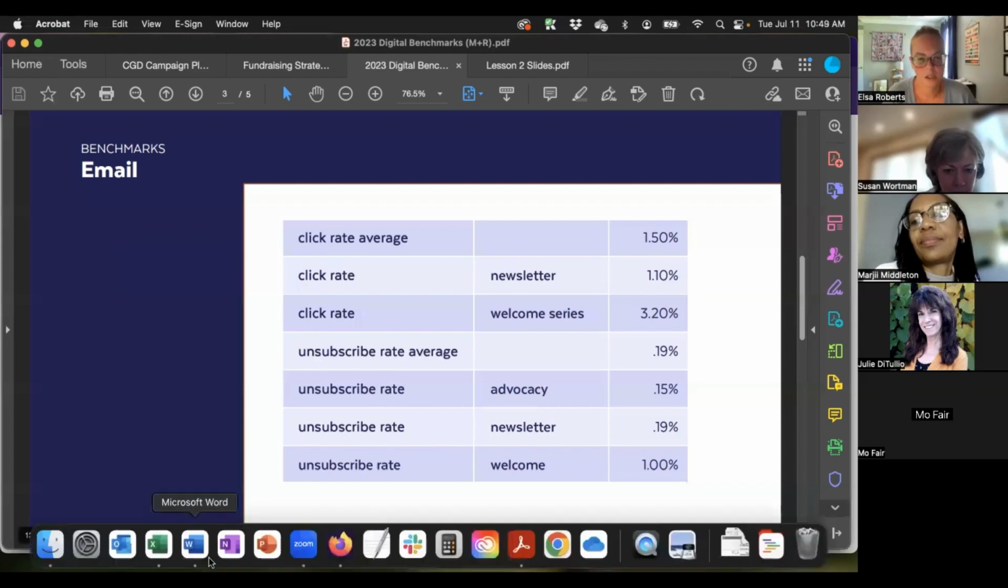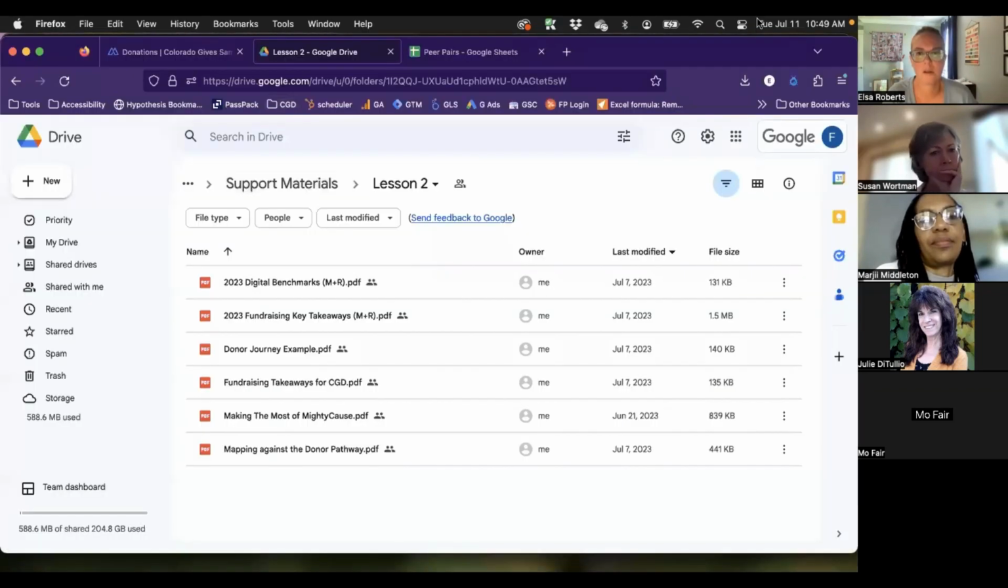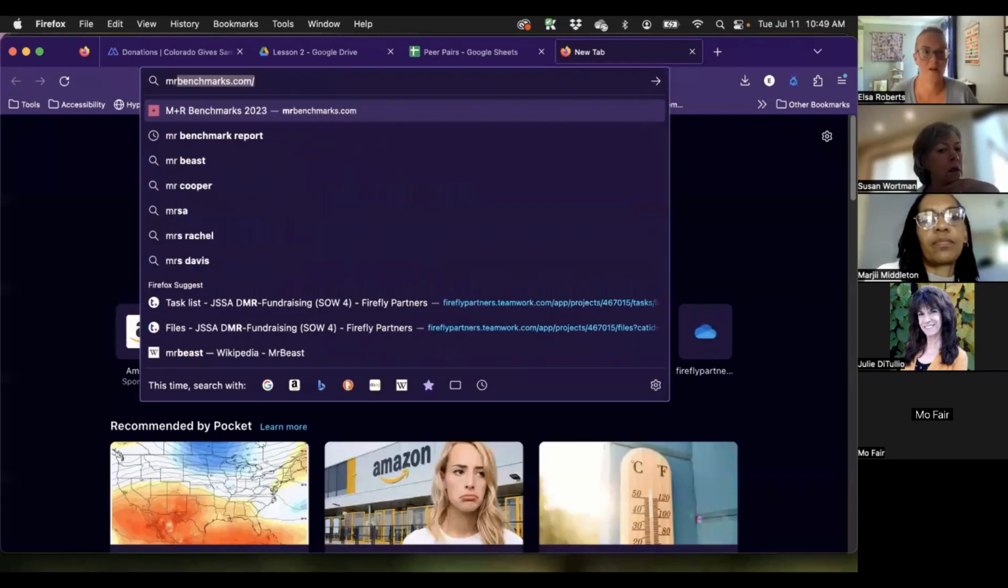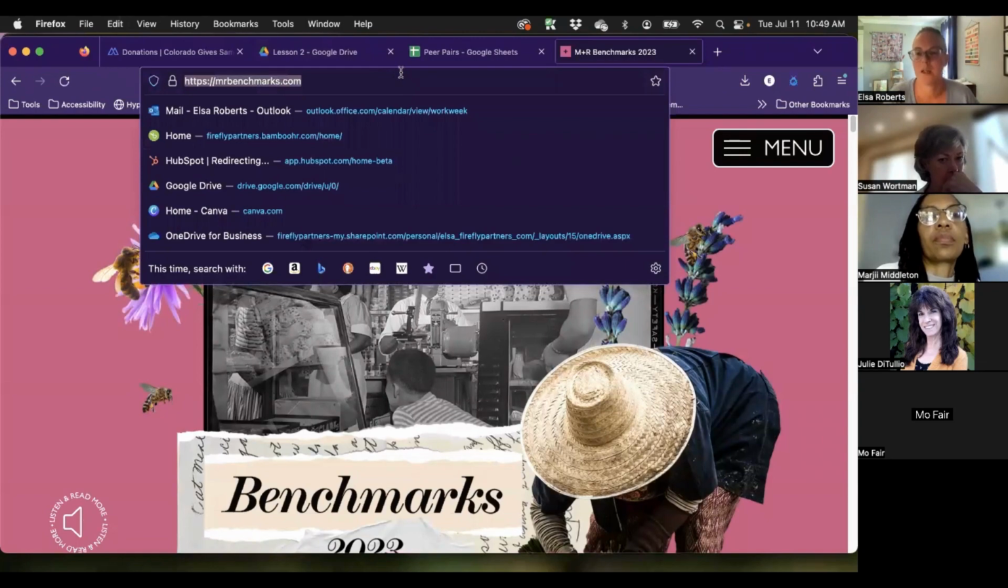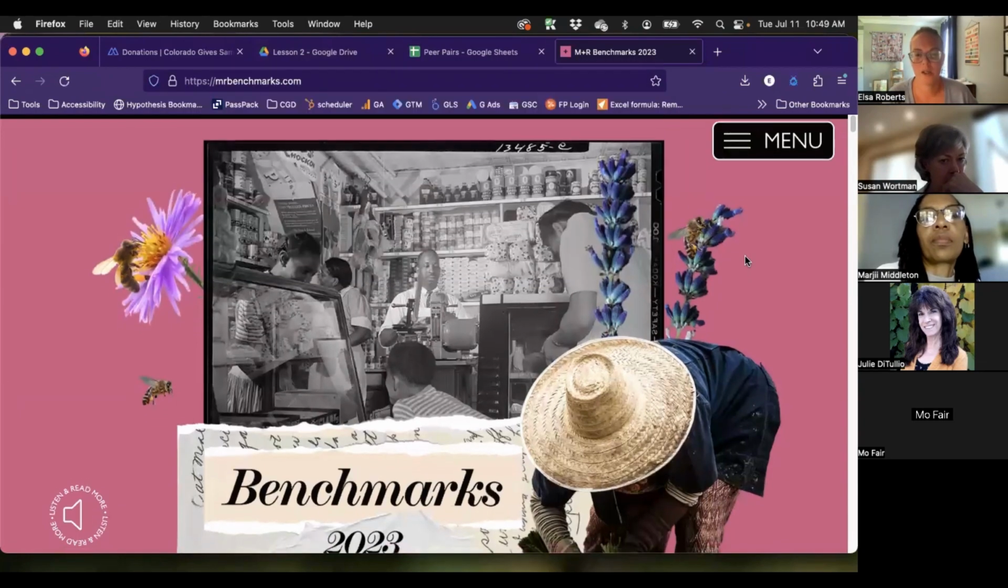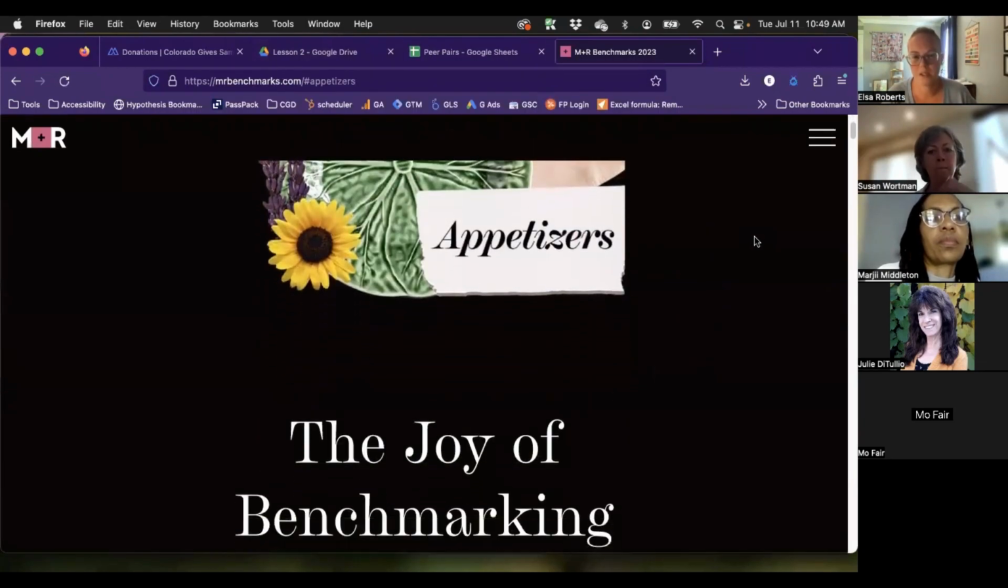And let me just go back to, oh, if it's in the resources, I can find it. There's the digital benchmarks and then fundraising takeaways, you'll see in parentheses it says M&R, and that's because it's pulled from the M&R report. But I'm going to give you the link to the full report so that if you want to take a look at it later on, you can. I recommend it. It's a great report.